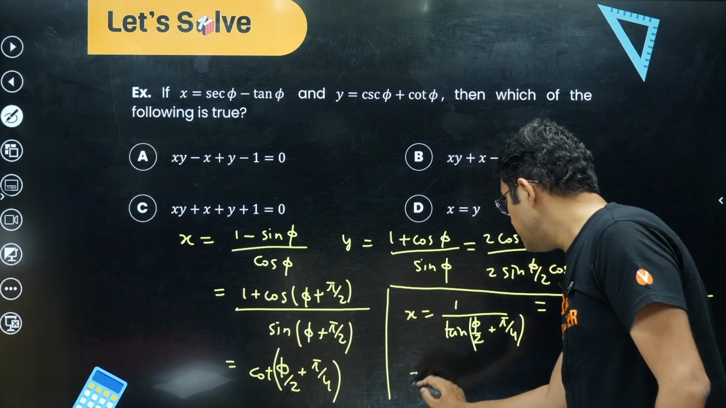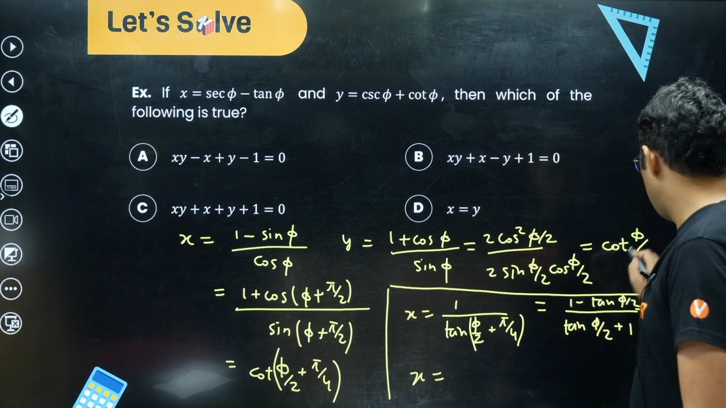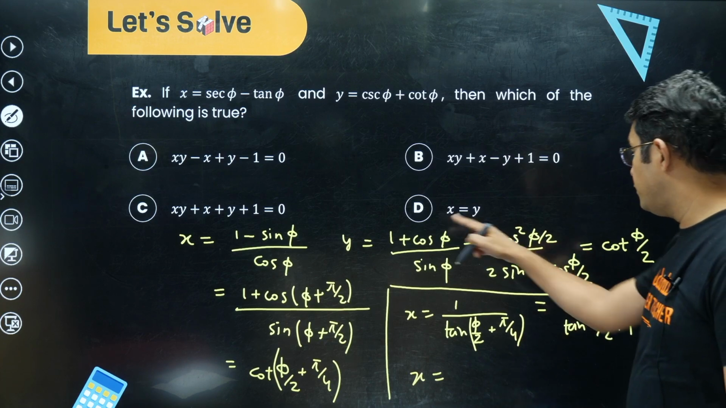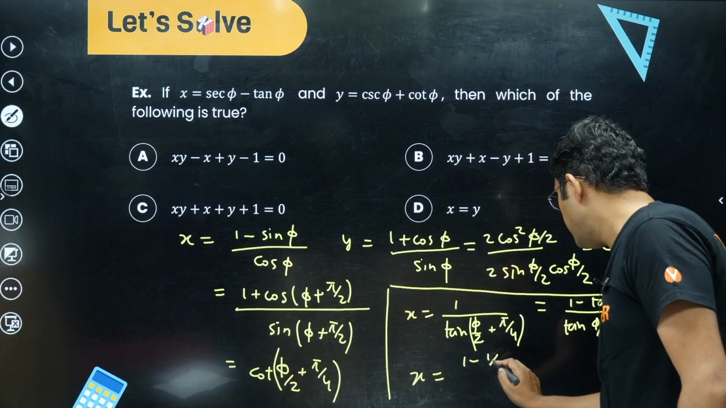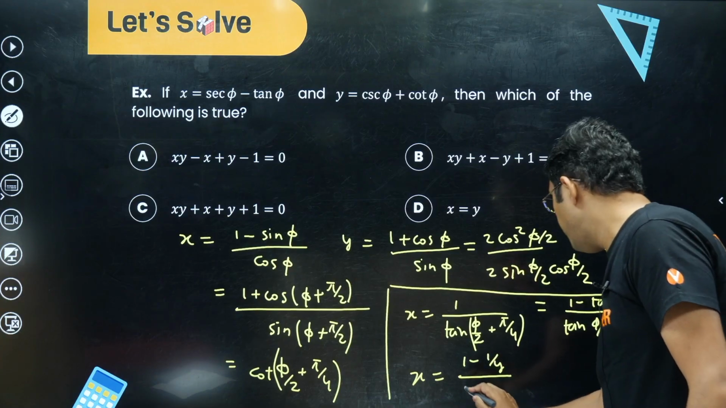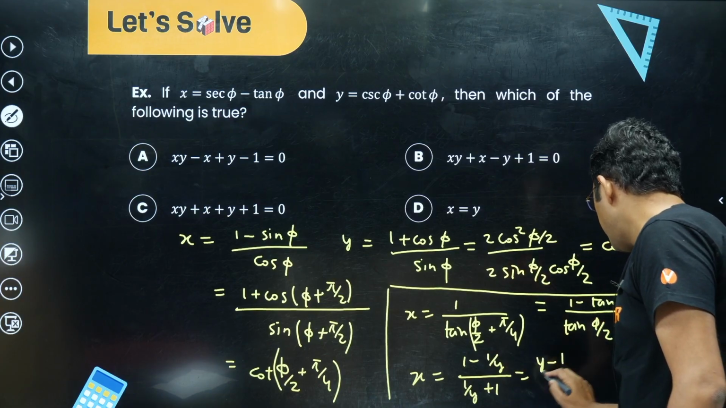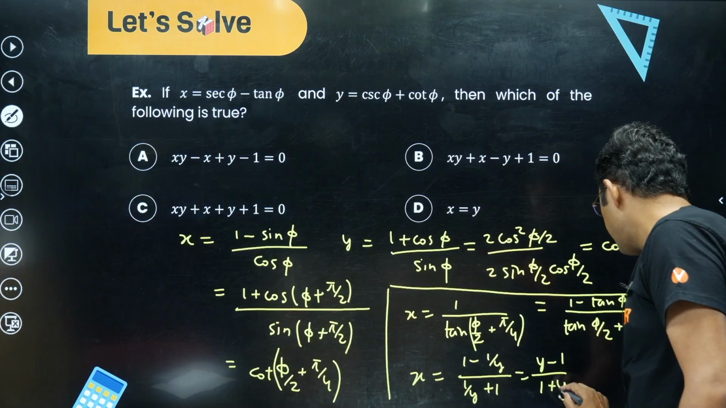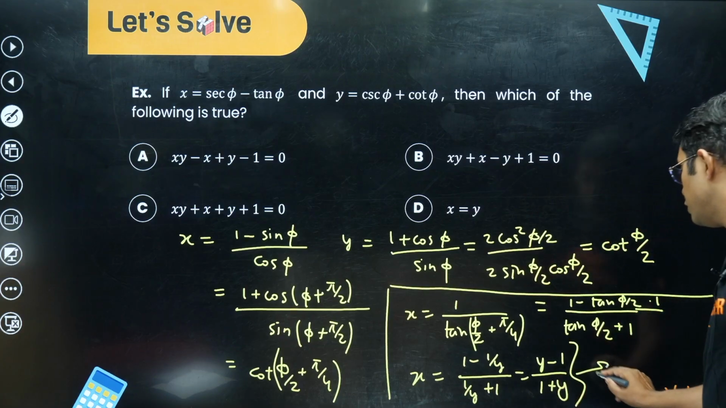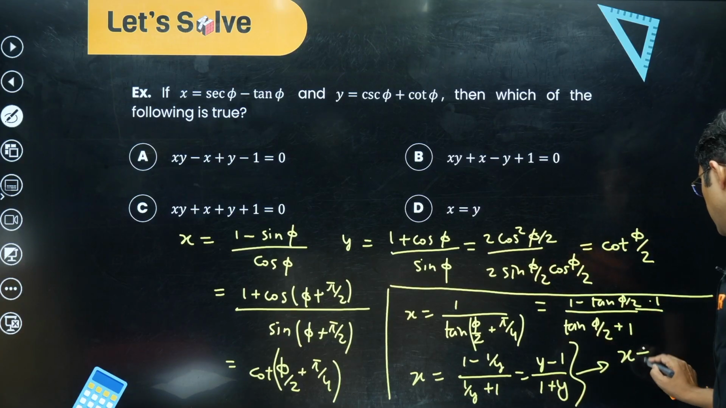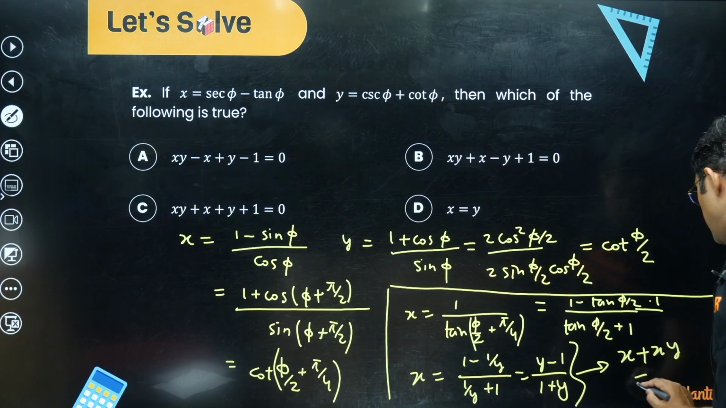Now this x is equal to, I will put tan(π/2 − φ) as 1 upon y. So 1 minus 1 upon y in the numerator, upon 1 upon y plus 1. So this will become y minus 1 upon 1 plus y. Okay, now we have to cross multiply. It will give you x plus xy is equal to y minus 1.